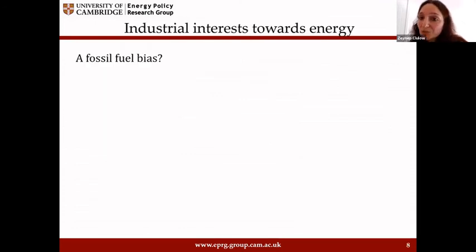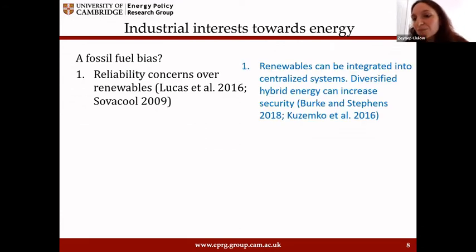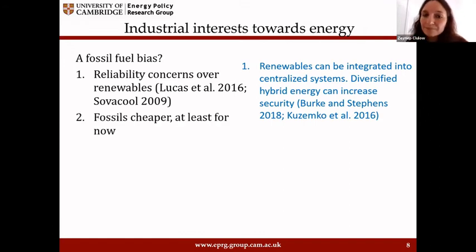What might industrial interest towards energy be? On first glance, we might think that industry would be biased towards fossil fuels because these have traditionally been used and are more entrenched in the system. There are also reliability concerns over electricity generation from renewables. But then on the other hand, it's possible to integrate renewables into centralized systems and indeed diversified or hybrid energy systems can also increase security. So in this way, it alleviates reliability concerns, which might inhibit support for low carbon options.